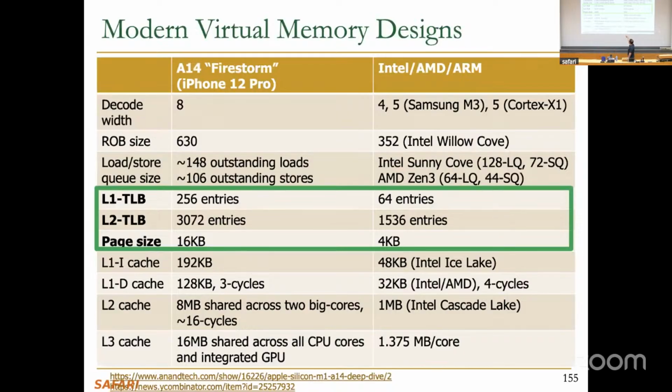As you can see, these are two systems: the A14 processor from Apple, which is in the iPhone 12 Pro, and the Intel, AMD and ARM architectures. And as you can see, there are fundamentally different properties in these two. For example, the A14 is using an L2 TLB with 3 kilo entries, while in most Intel, AMD and ARM processors, you can find L2 TLBs with up to, let's say, 2 kilo entries. And the page sizes are also different. Apple is using a 16 kilobyte base page size, while Intel, AMD and ARM are using a 4 kilobyte page size.